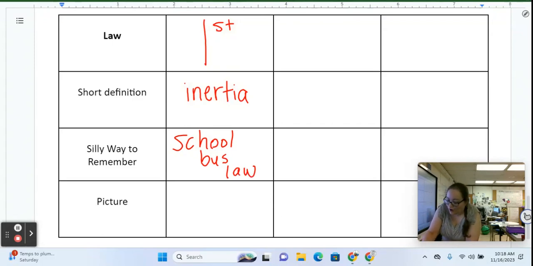And you draw anything that you think will help you remember it. I'm going to draw a ball with a foot coming in to kick it.